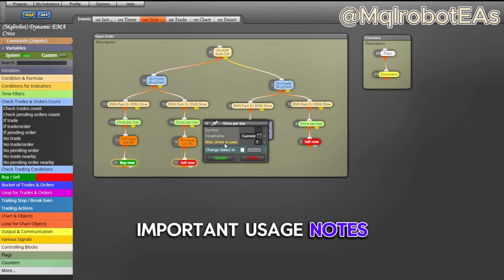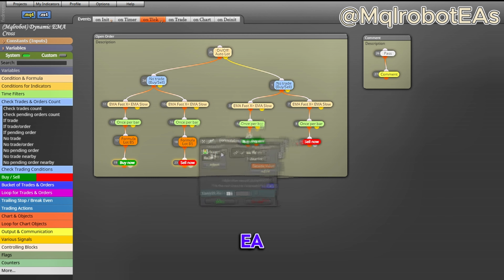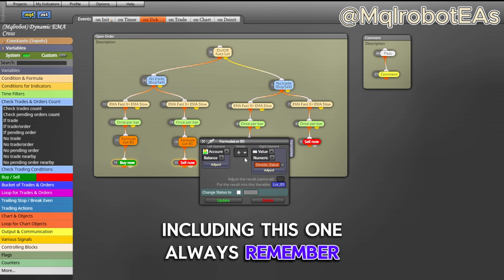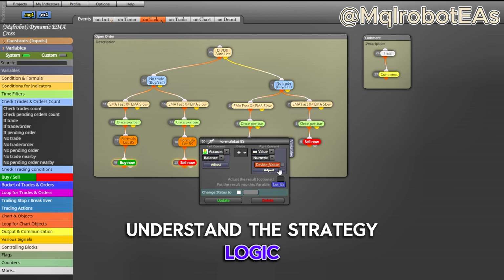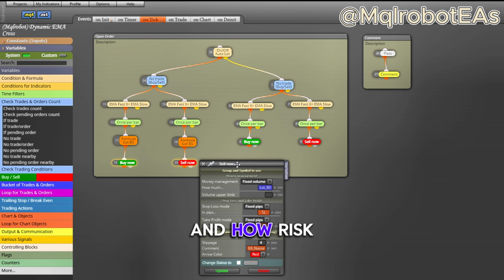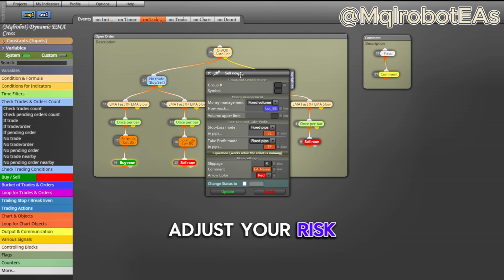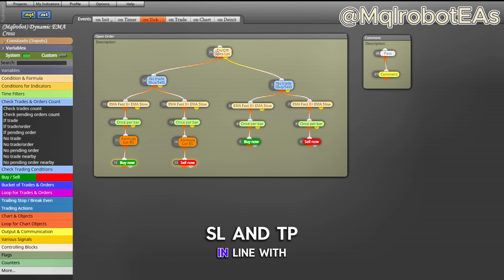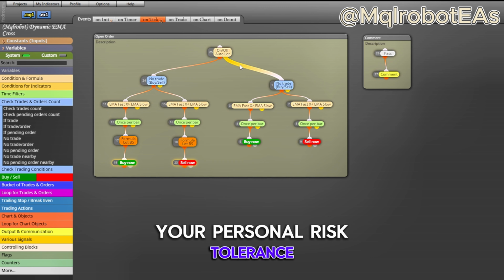Important usage notes. Before using any EA, including this one, always remember: understand the strategy logic. Don't just run it blindly. Know what conditions trigger trades and how risk is controlled. Adjust your risk settings. Always test lot size, SL, and TP in line with your personal risk tolerance.